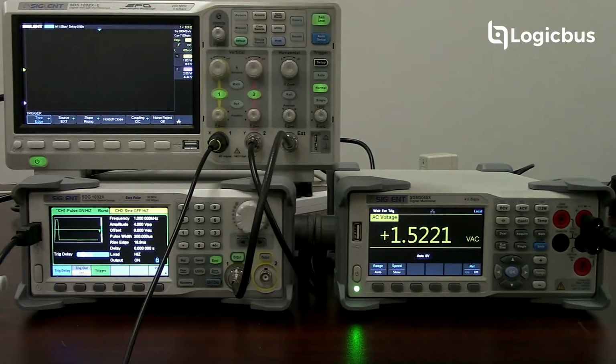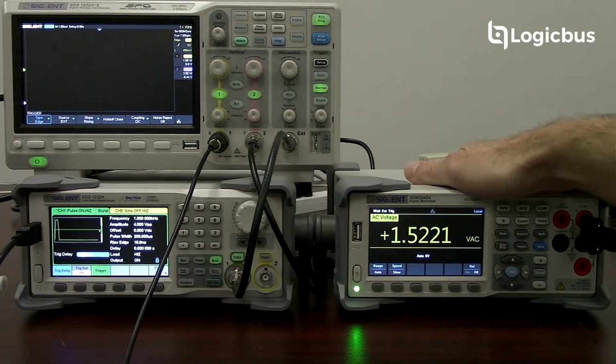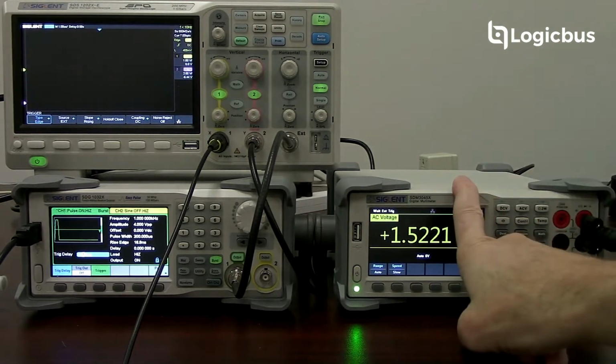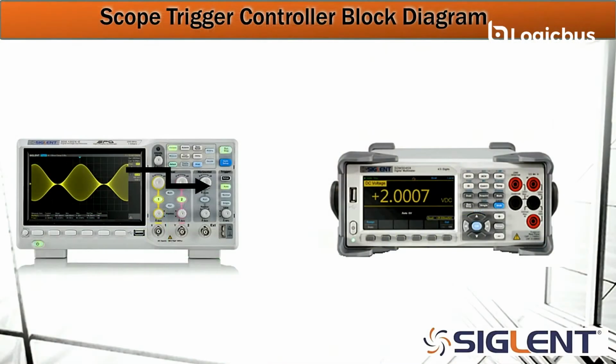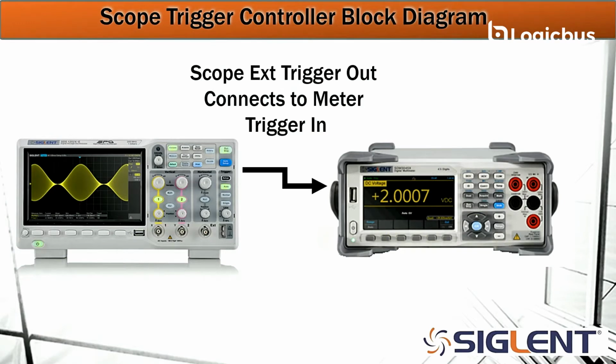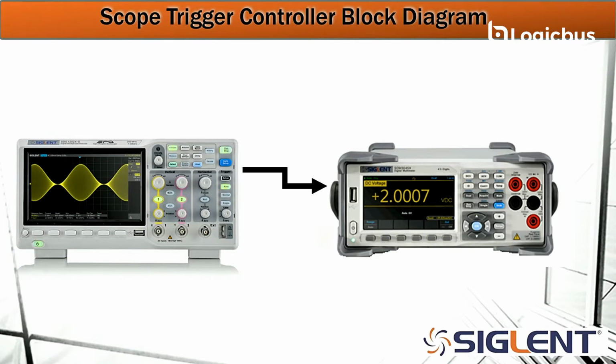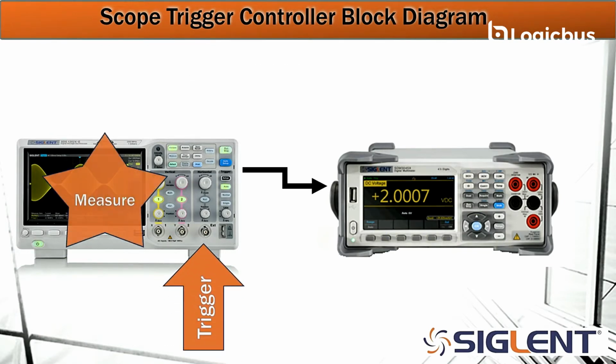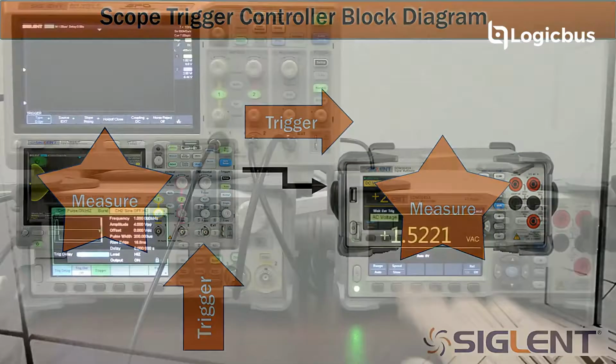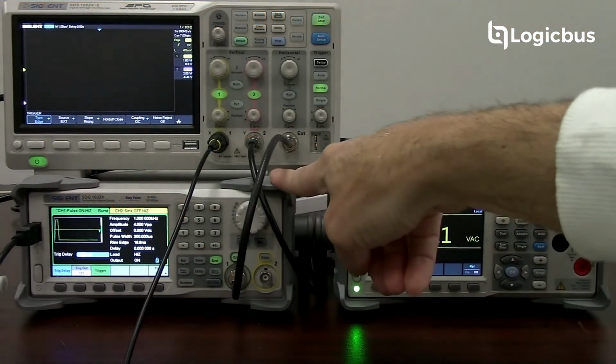The oscilloscope is then going to have its external trigger connected to this digital multimeter. This is the SDM3045X. So the oscilloscope is going to trigger, measure on channel 1 and channel 2, and simultaneously send a trigger output to the multimeter so that it can make a DC or an AC voltage measurement. And all of those are going to be synchronized.